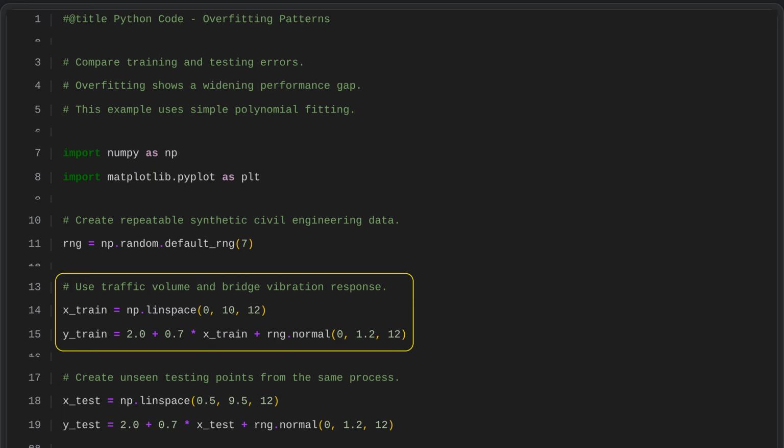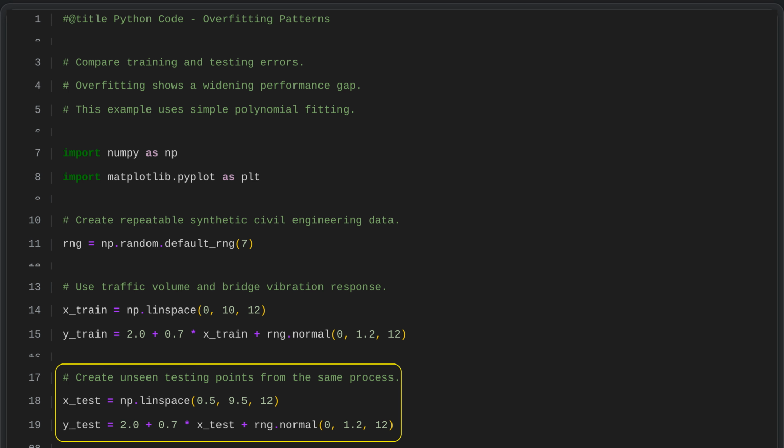We generate simple training data by creating 12 evenly spaced input values from 0 to 10 to represent traffic volume. The output represents bridge vibration based on a linear pattern where each input is scaled by 0.7 and increased by 2. Random noise with mean 0 and standard deviation 1.2 is added to make the data more realistic.